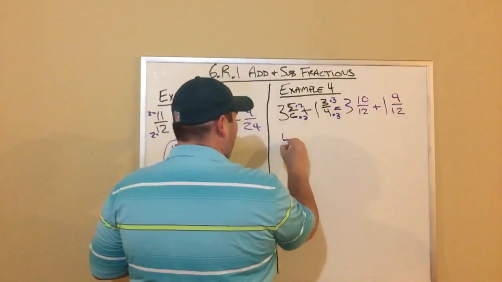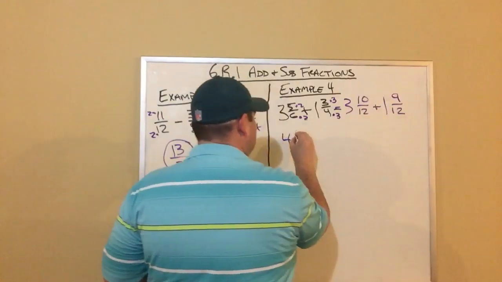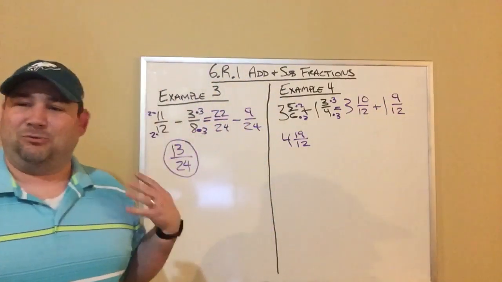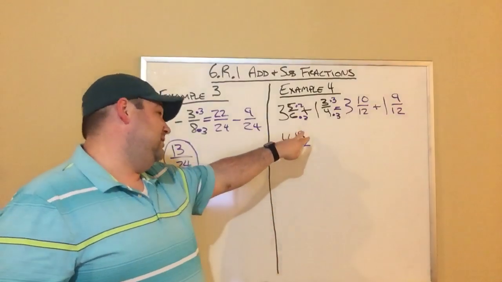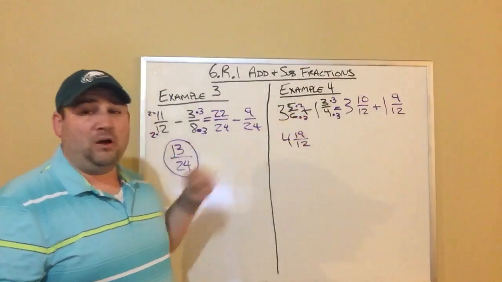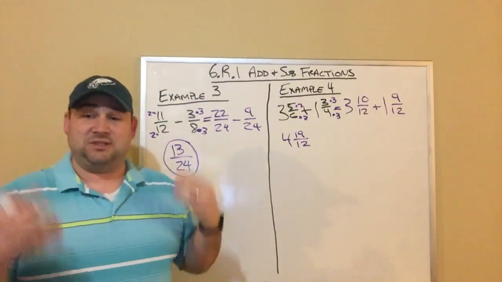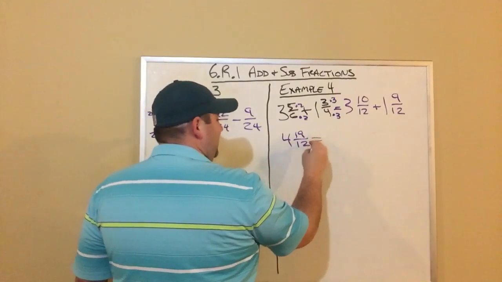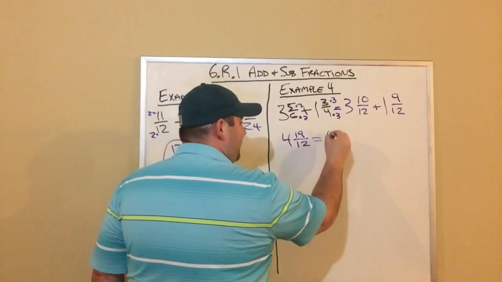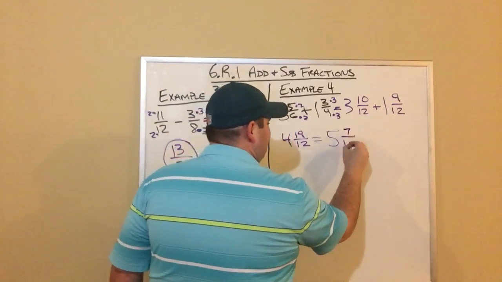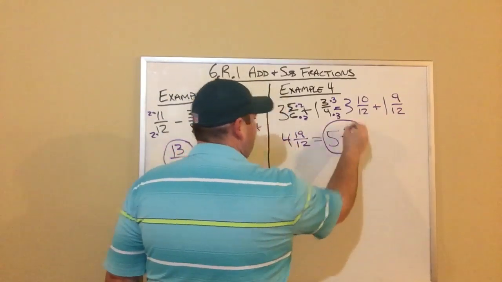3 plus 1 is 4. 10 plus 9 is 19. And that's still over 12. That doesn't look right because I've got a numerator that is larger than my denominator. So what I'm going to have to do is take 12/12 out of this, because we know 12/12 is one whole. So if I take 12/12 out of this, basically I'm adding a whole to the 4. That's now a 5. And 19 minus 12 is 7. So that's now 5 and 7/12.